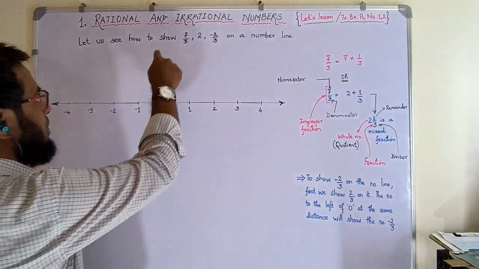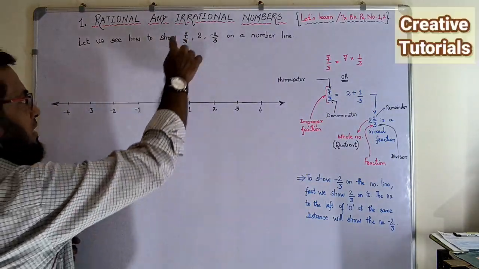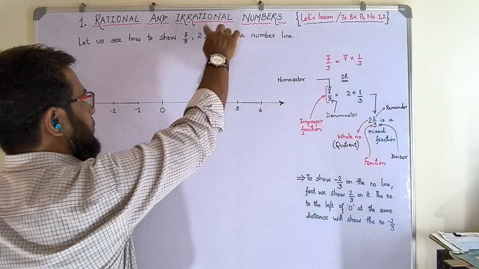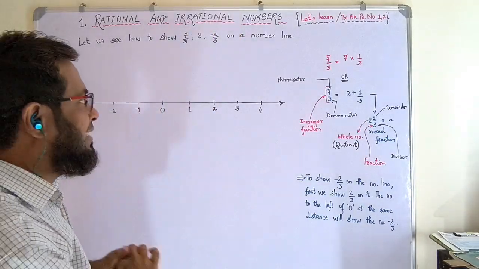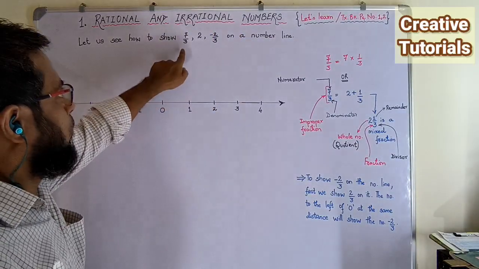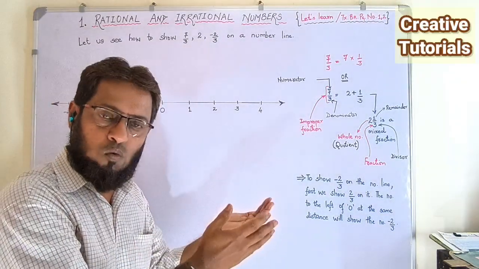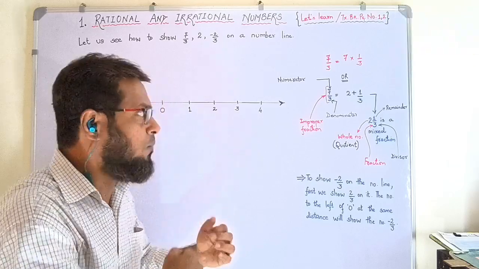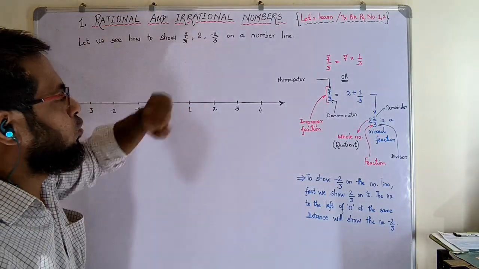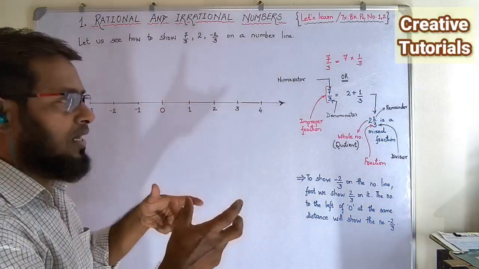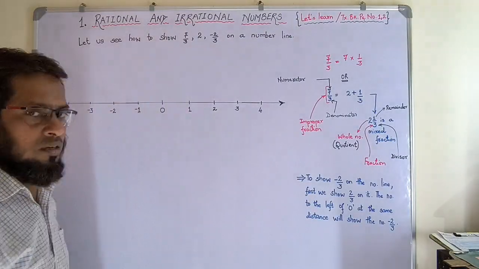Alright, so our first number is 7 upon 3. Then the second number is 2 and the third one is minus 2 upon 3. Now we can easily see that 7 upon 3 and minus 2 upon 3 are rational numbers. Correct? This is from what we studied in our previous lecture. Then you see number 2. Number 2 is a whole number. Correct? And it can be easily shown on the number line.